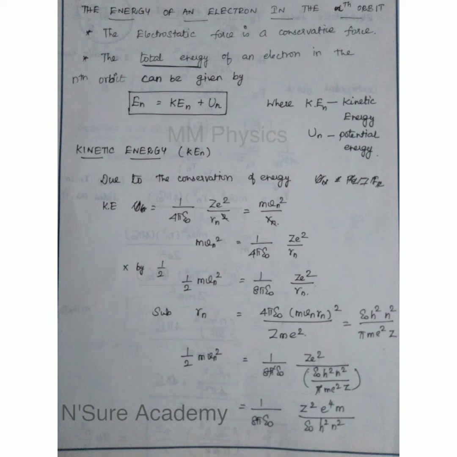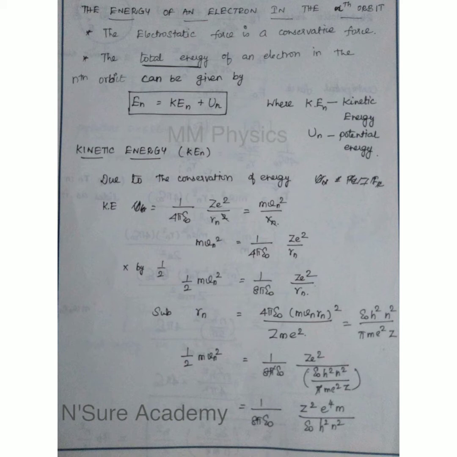Hi students, let's see about the derivation part. The energy of the electron in the nth orbit. The total energy of the electron in the nth orbit can be given by En is equivalent to the kinetic energy of the nth orbit plus the potential energy of the nth orbit. We need to be very careful here.